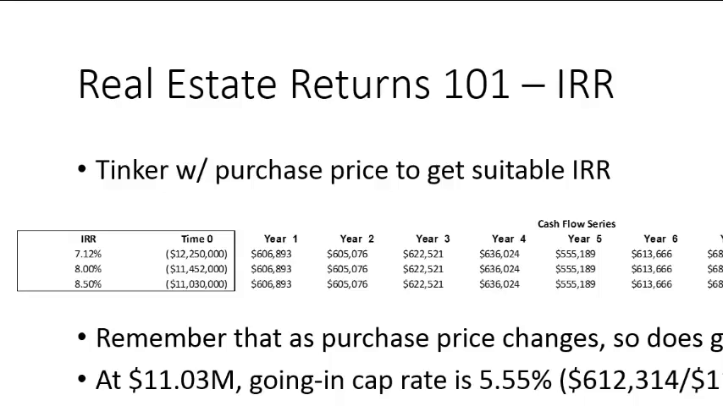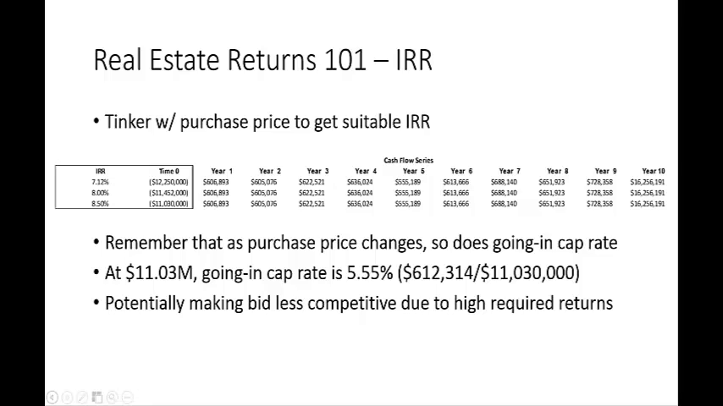And you need to remember that as you alter the price, your going-in cap rate will adjust as well. So for instance, in time zero, if you were to apply a purchase price of $11.03 million, your cap rate goes from 5% to 5.55%. And you also need to be aware that by adjusting the price as you have done, you may be less competitive in the bid due to the higher required returns that you have for the investment.